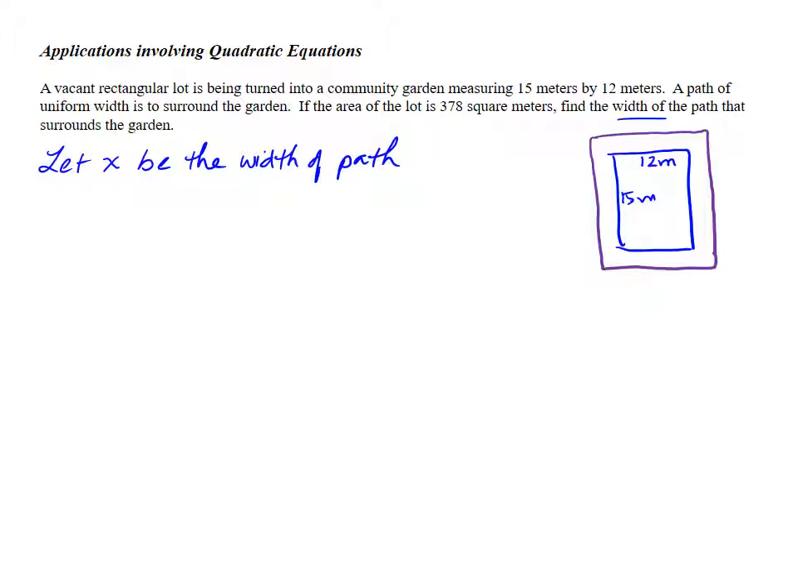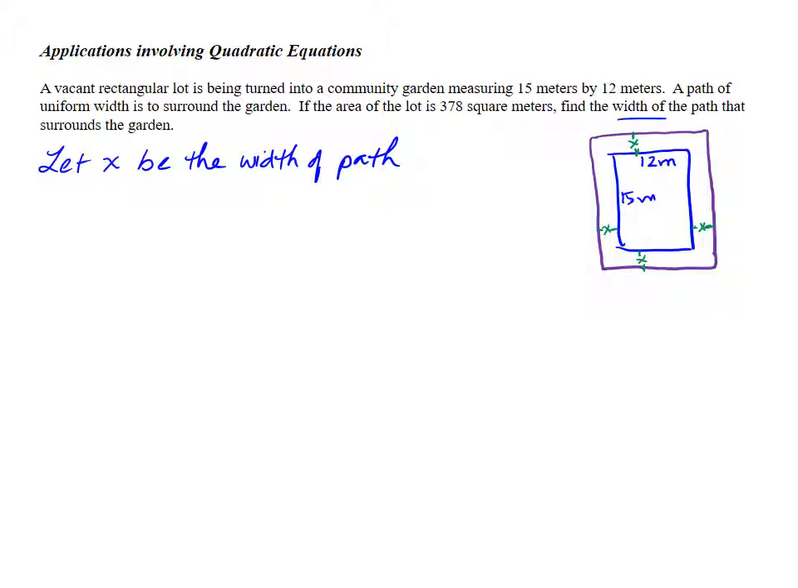Let's go ahead and throw that in here. So x is going to be the width here, like walking across there. It's going to be the width here. It's also the width here and here. So you can imagine you've got x going across and up and down on either side of the path.